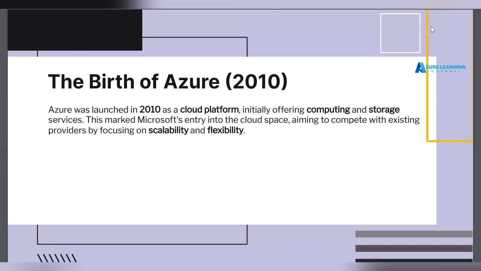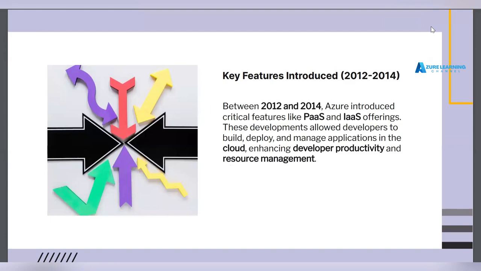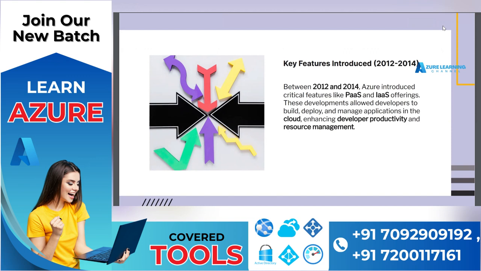After that, we come to 2012 to 2014. In between these 2 years, they focused on providing services for a platform and also for infrastructure. Due to these offerings, developers enjoyed it because there was no build, no deploy, no application management on on-prem resources. They did everything in the cloud only. That's the huge advantage here, and it also helps developers' productivity and resource management.